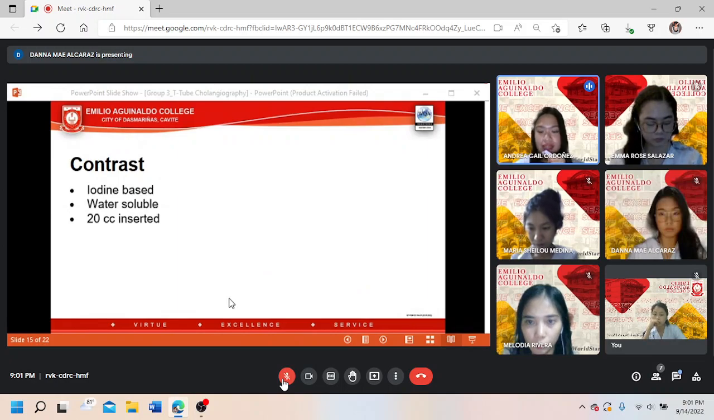So for the contrast, we need the iodine base. Siyempre, mas important din yun. Water soluble and then 20 cc syringe is inserted.